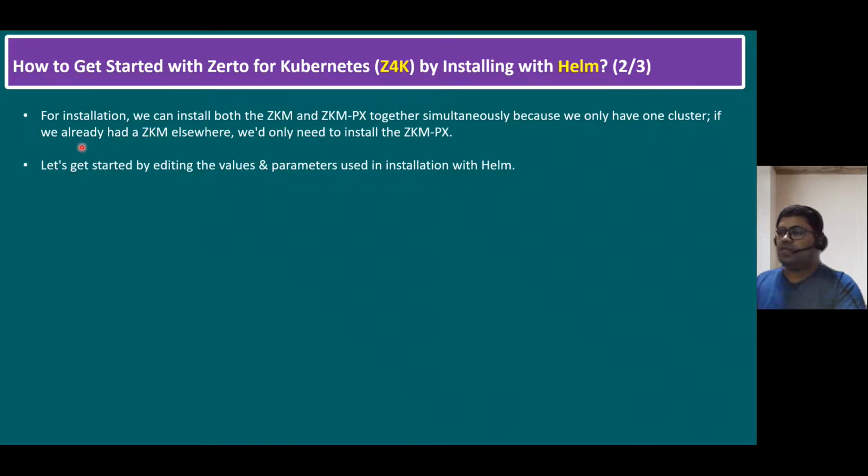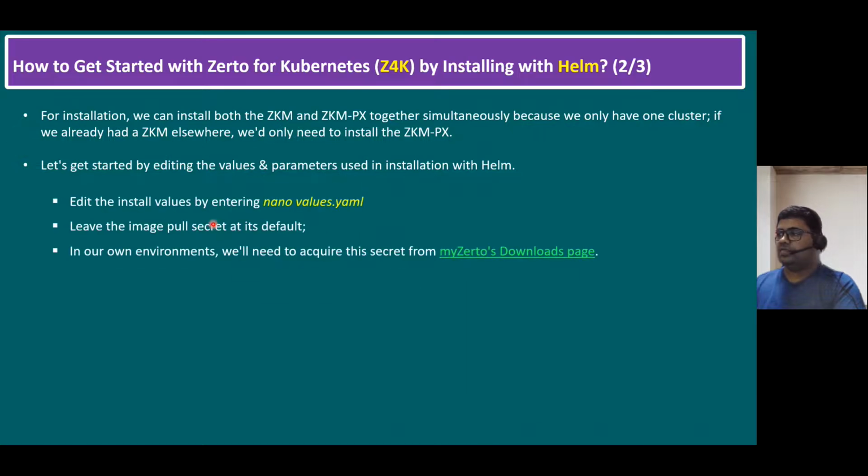If we already have a ZKM elsewhere, suppose in our environment, we would only need to install ZKM proxy. If you do not have one, it is better to install ZKM and proxy together. Okay, and let's get started by editing the values and parameters used in installation with Helm. So if you want to install with Helm, we need to set the values. There we are going to use a values.yaml file. Okay, so that file information is here.